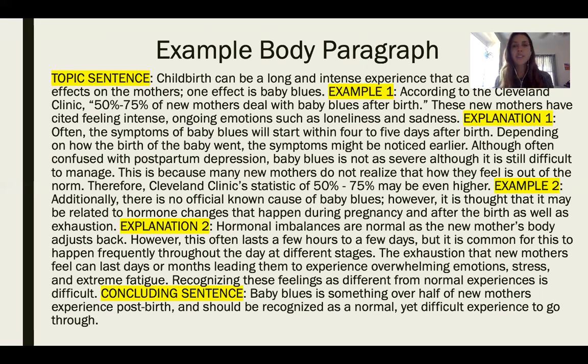Here's an example of a body paragraph. You can see we have a topic sentence. Childbirth can be a long and intense experience, and so on. One effect is baby blues. So we can clearly see that the topic of this paragraph is baby blues. We have an example. Now we have a really in-depth explanation. We have another example, another in-depth explanation, and then we have a concluding sentence.